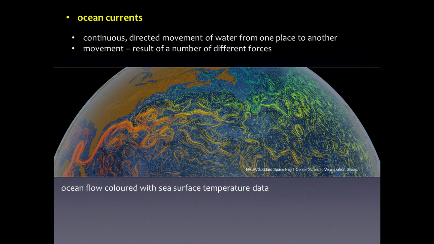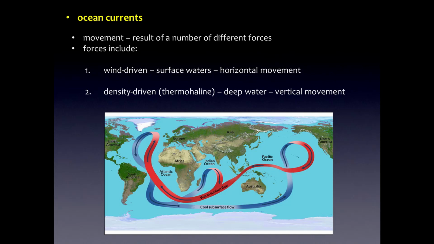In this image that's been colored and modified by NASA, we can see current patterns within the Atlantic Ocean. You can see Nova Scotia up towards the top of the image, and Newfoundland. Here we see it colored with sea surface temperature data, showing the presence of a number of different currents within the ocean. Within the ocean, we see two main types of currents.